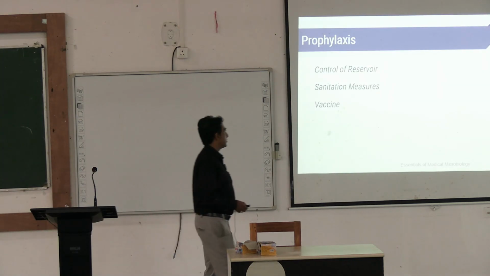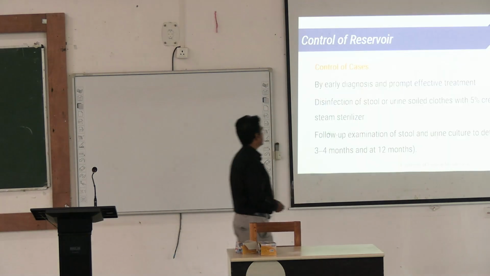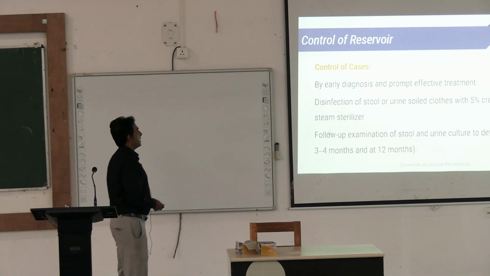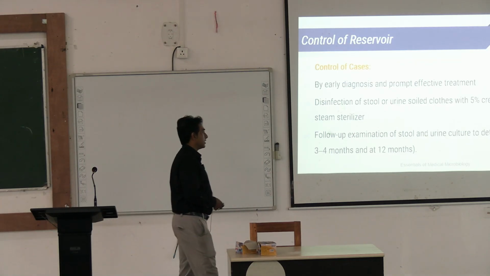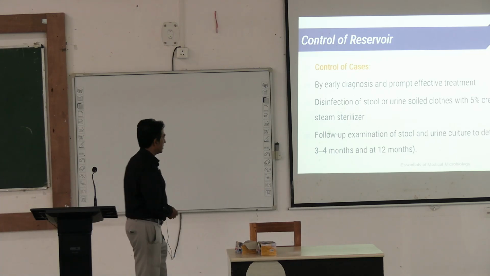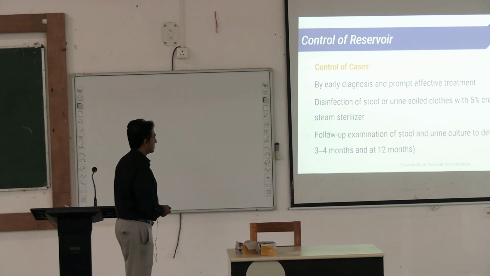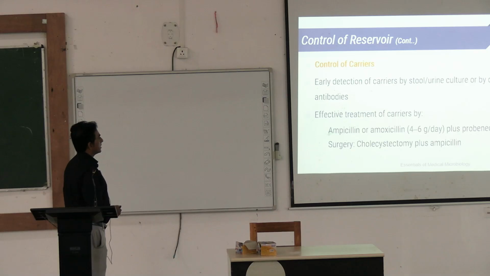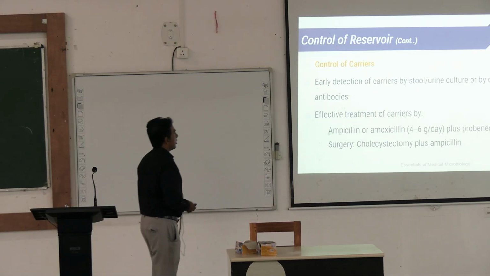Now, prophylaxis: we have to control the reservoir, proper sanitation and vaccine. Control of carriers is done by early diagnosis and prompt effective treatment. Disinfection of stool or urine soiled clothes with 5% cresol, 2% chlorine or by steam sterilizer. Follow-up examination of the stool and urine culture to detect the carriers twice, at 3 to 4 months and at 12 months.